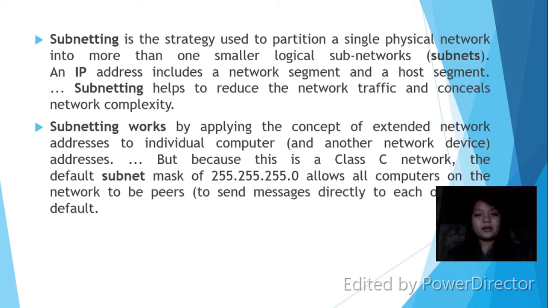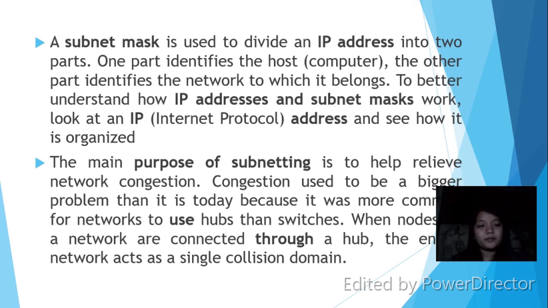Subnetting works by applying the concept of extended network addresses to individual computers and other network device addresses. But because this is a Class C network, the default subnet mask of 255.255.255.0 allows all computers on the network to be peers to send messages directly to each other by default. So it uses the subnet mask of 255.255.255.0.